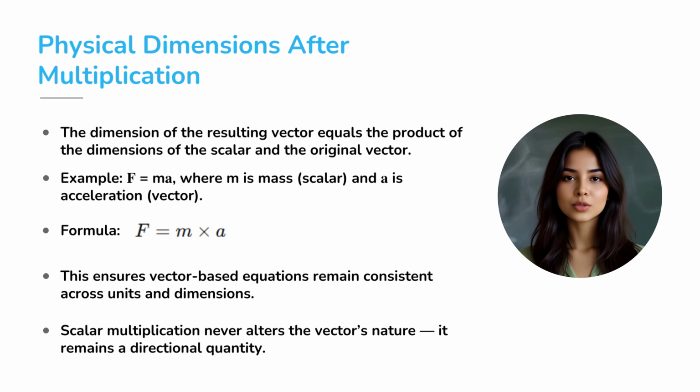So the resulting force vector has the dimension of kilograms meters per second squared and points in the same direction as acceleration. The formula is F equals m into A, where F is force in newtons, m is mass in kilograms, and A is acceleration in meters per second squared. This dimensional consistency is what makes scalar multiplication powerful and reliable in all kinds of physics problems.